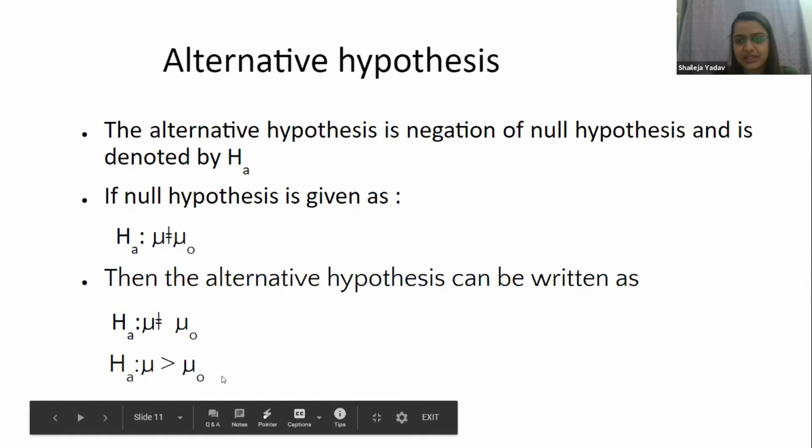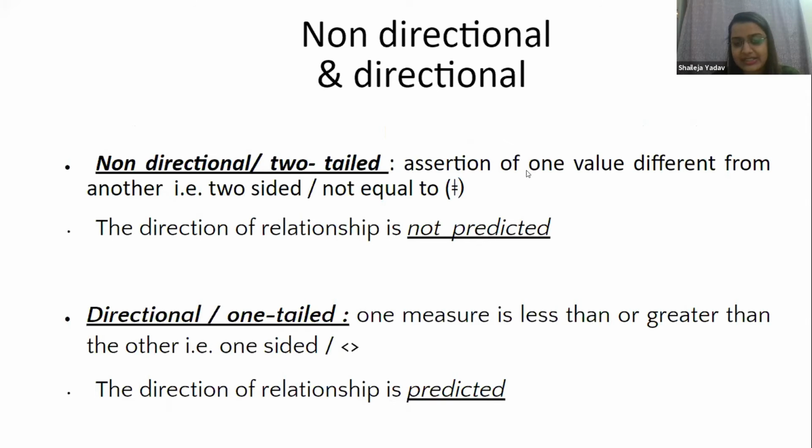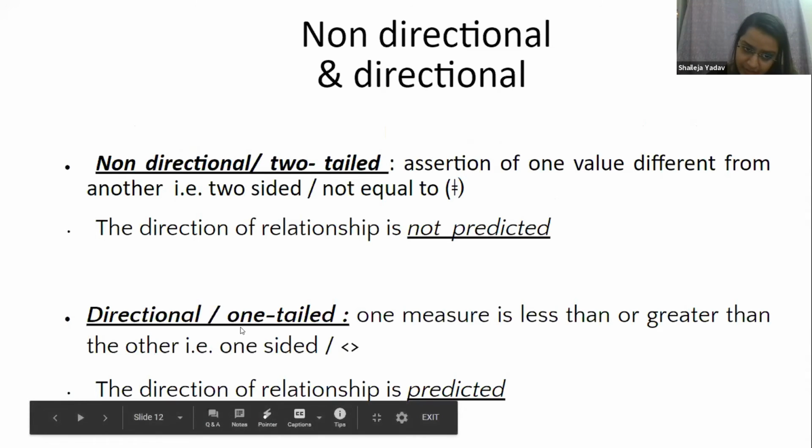Thank you. And these will be the one-tailed versions of the same, depending really on what we want to test, which direction we are actually looking at. So we have a non-directional or two-tailed test, and we have a directional or one-tailed test. Non-directional is the assertion of one value being different from the other, that is two-sided or not equal to, and the direction of the relationship is not predicted. So we will only know whether the proposed statistic is equal to the other statistic or not. We will never know the direction. But when we are performing a one-tailed test, we will have the direction, that is, the direction of the relationship will be predicted.